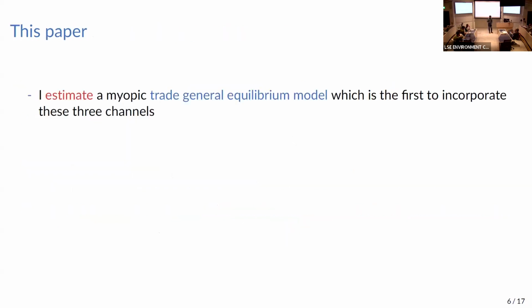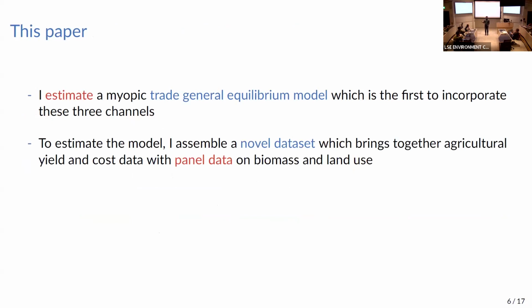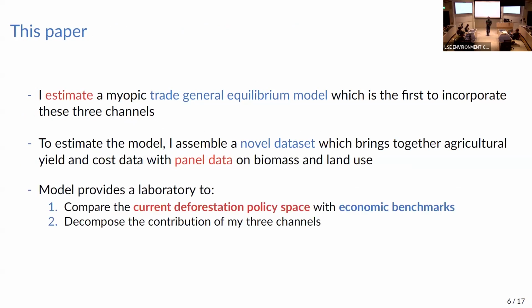So what do I do in this paper? I take these 3 forces seriously and I write down a trade general equilibrium model to think about where deforestation should occur. I'm going to estimate the model on the data set. I showed you a little glimpse of this earlier. I'll tell you a little bit more about it, which is going to bring together data on agricultural yields, costs, and panel data on the carbon content of land use decisions involved in the deforestation problem.